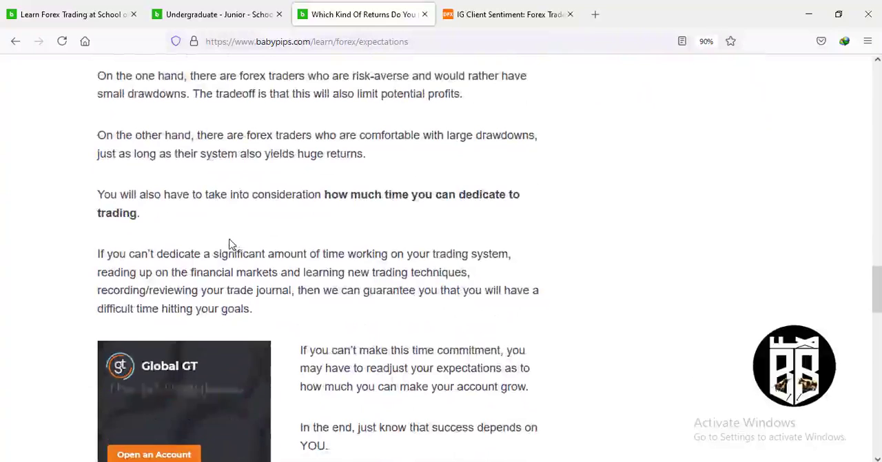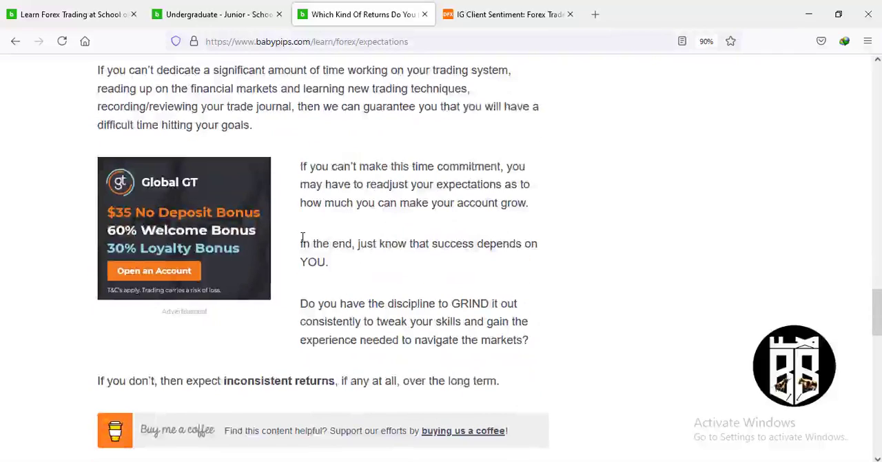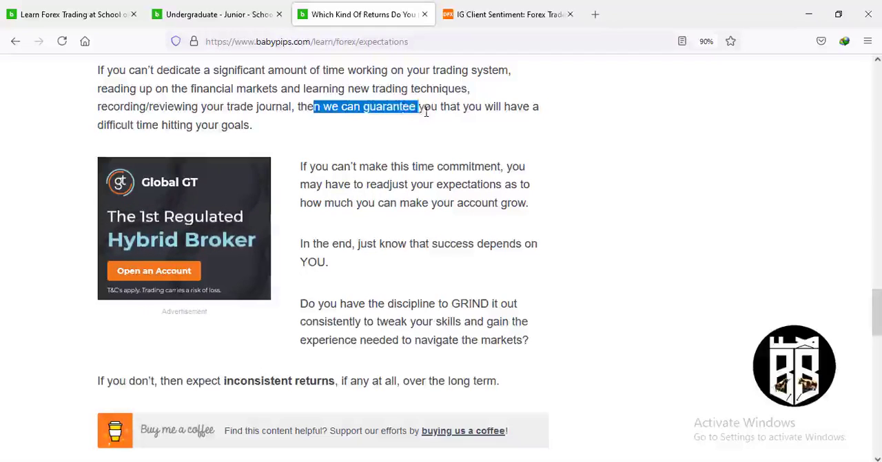Is it the one that is averse to risk, or the one that just risks a lot? Which one do you like? If you can dedicate a significant amount of time to working on your trading system, reading up on the financial markets and learning new techniques, recording and reviewing your trading journal, then Babypips can guarantee you that you will make a lot of headway on your goals.